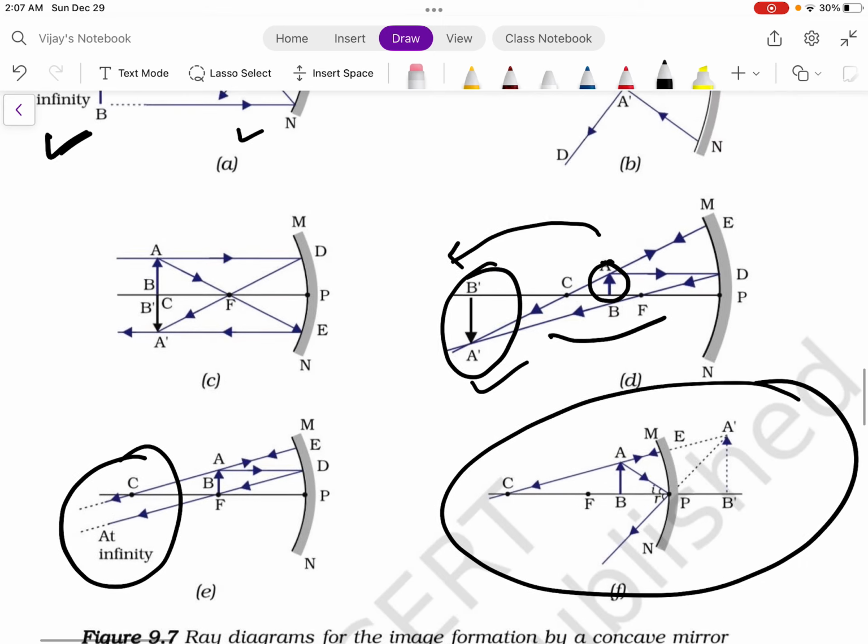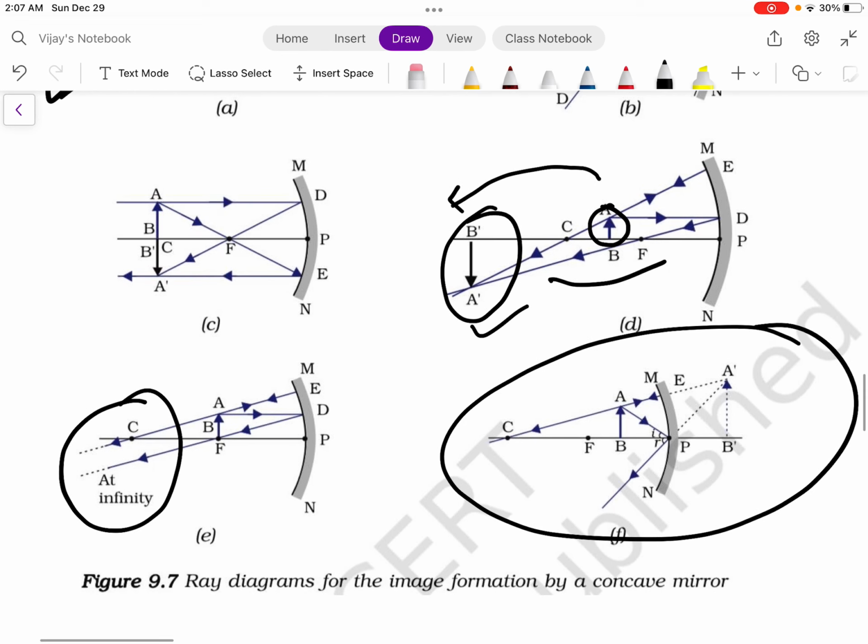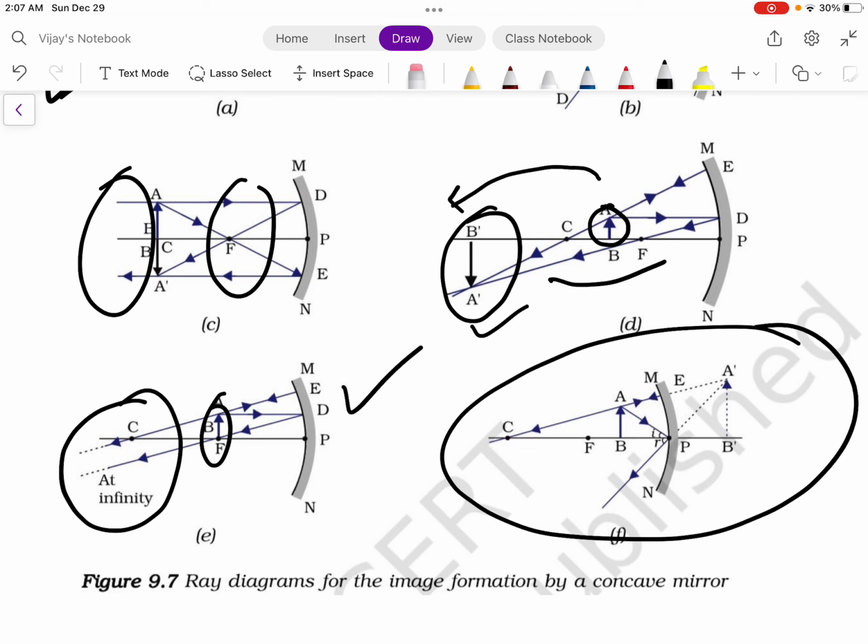And you can also see that when I kept the object at infinity, the image is formed at focus. And when I kept the object at focus, the image is formed at infinity. So due to this property, this concave mirror is also used in headlights and searchlights. In a headlight or searchlight, at the back I will keep the concave mirror, and at the focus I will keep the light. So from the focus, light will come and I will get a parallel beam. So that's how this mirror can be used in various situations.